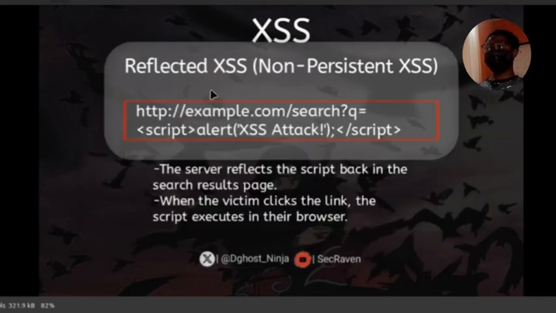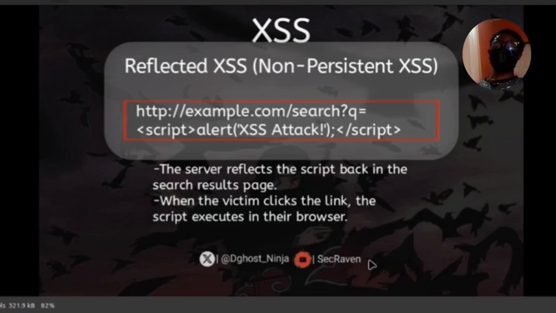This is an example of a specially crafted link for reflected XSS. This one is targeting the search query of a website. Here we have the script, script alert XSS. This is the payload on the search query part. Once this is sent to a user, the server reflects the script back to the search results page. When the victim clicks the link, the script executes in their browser. So that's just how reflected XSS works.